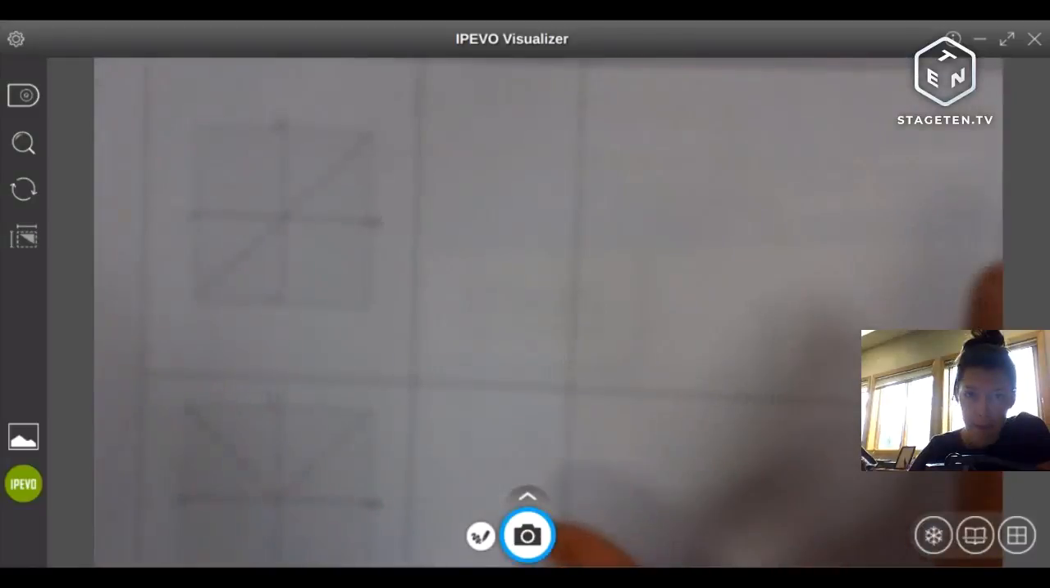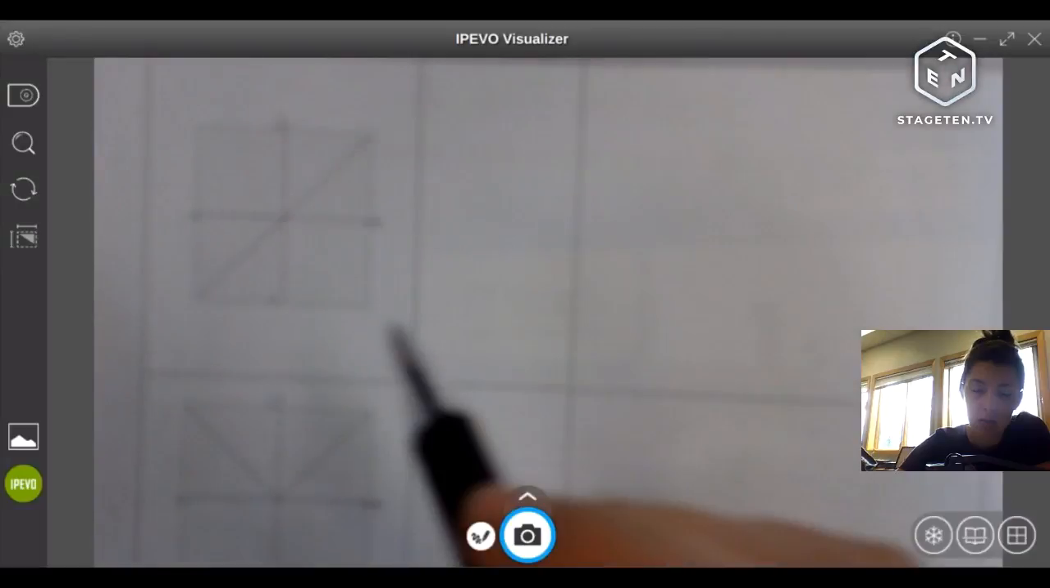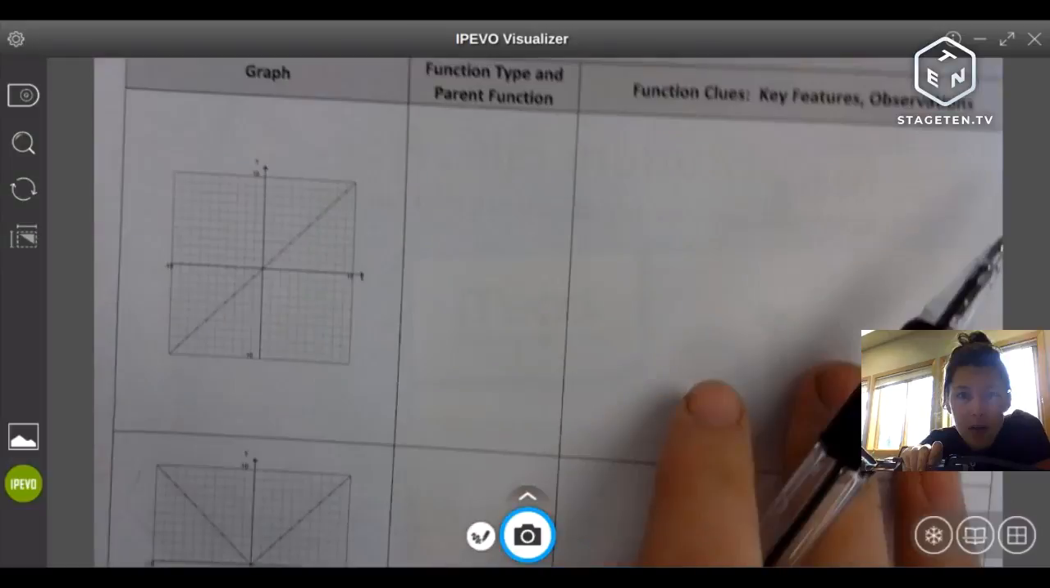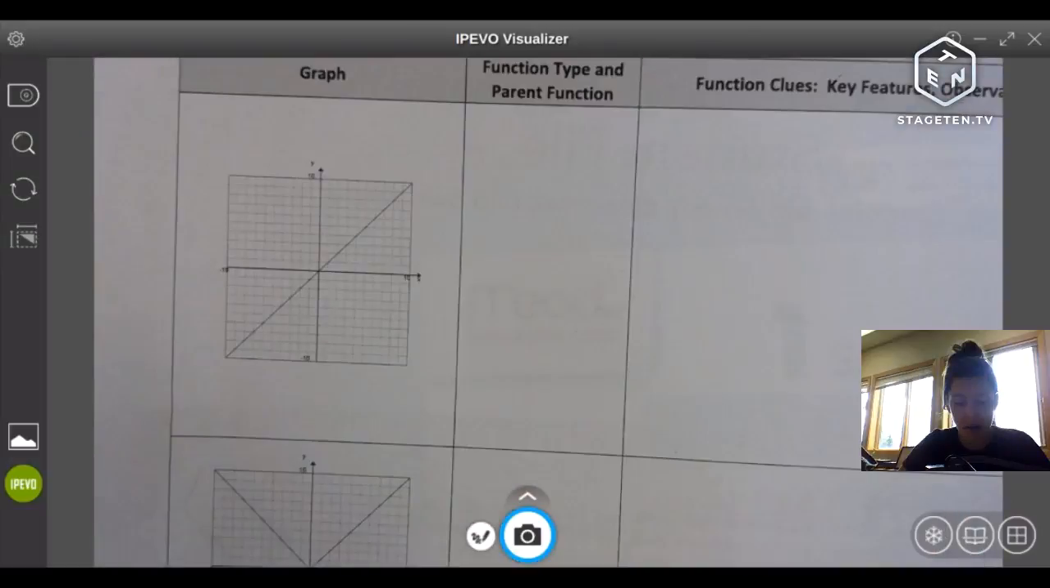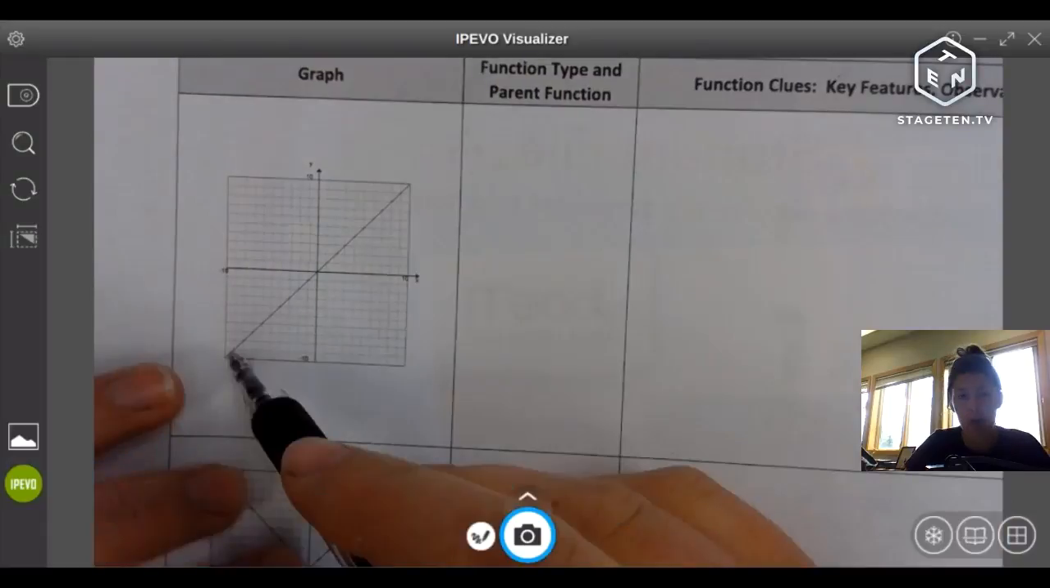So let's look at this first one here. It's the one you're probably most familiar with. There we go. It looked kind of blurry on my end. Okay, so this is my straight line.